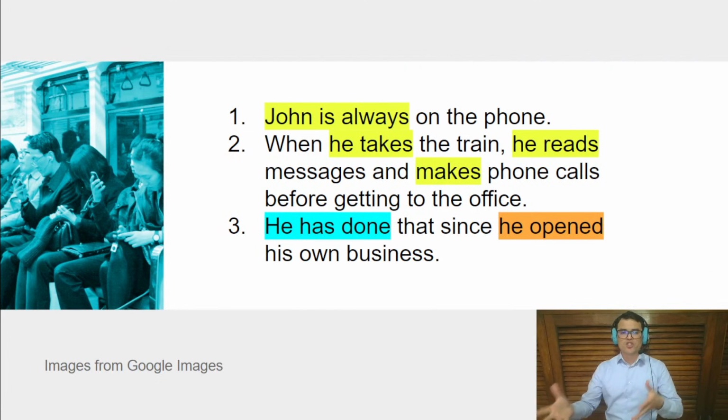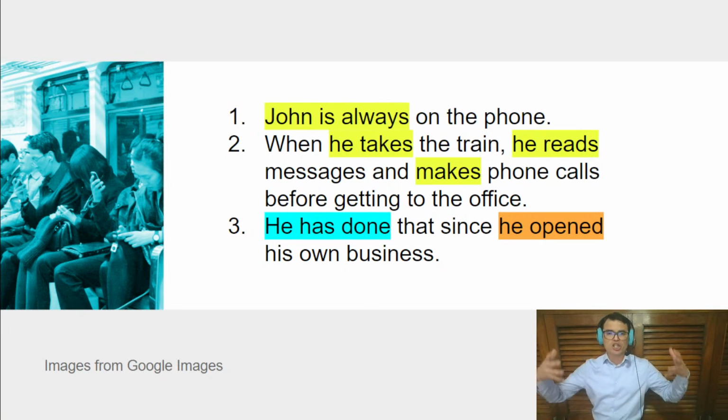It's not a story, but it's a description of every single picture that you see, trying to talk about what you see there, right? So number one, John is always on the phone, simple present. John is the subject, is the verb, always is the frequency adverb. Number two, when he takes the train, he reads messages and makes phone calls before getting to the office. In number two, you have also the simple present, subject he, verbs takes, reads, makes. We use the simple present, or everything in yellow, to talk about factual information, to talk about things that are true in life.